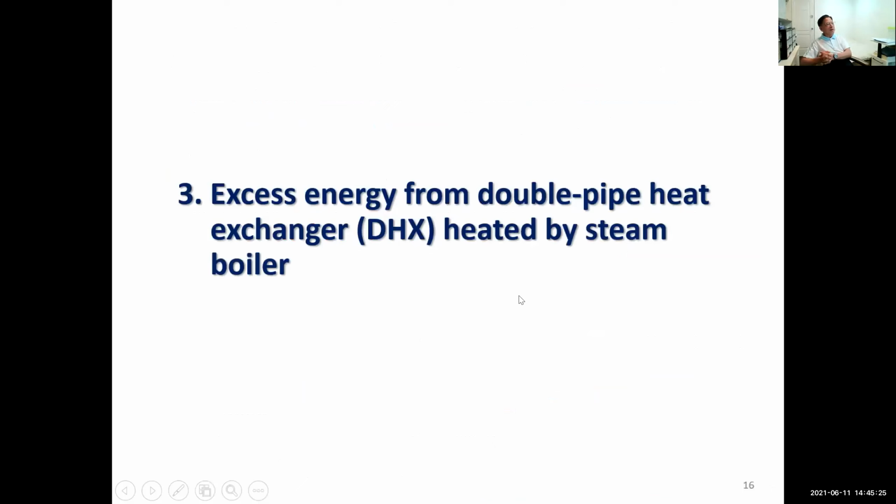And the second machine I'd like to mention is what we call a double pipe heat exchanger, heated by steam, not the vapor, not the compressor Freon vapor.